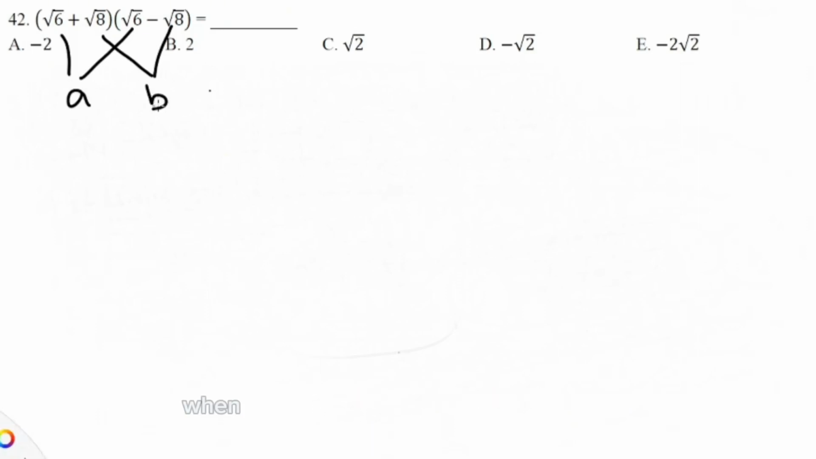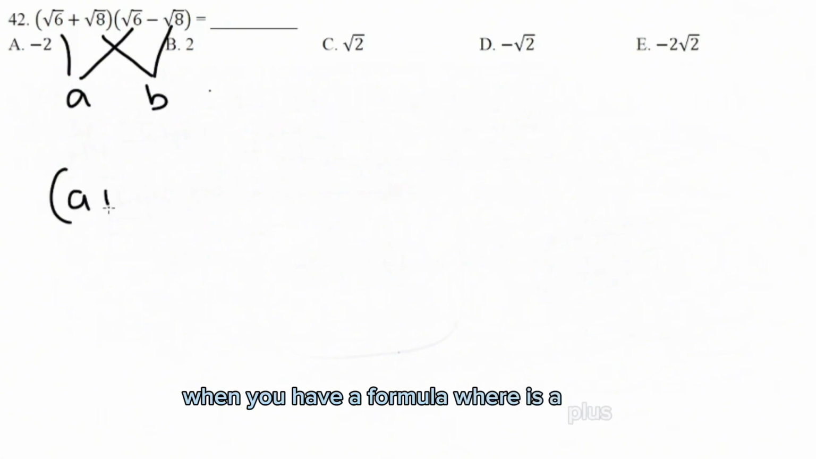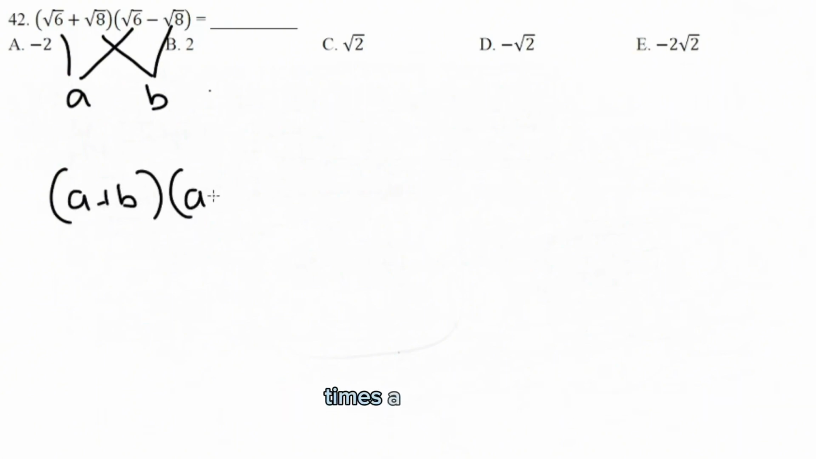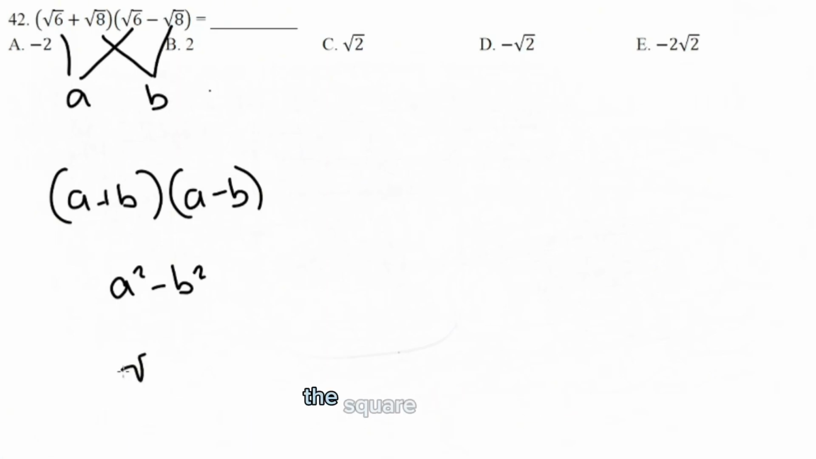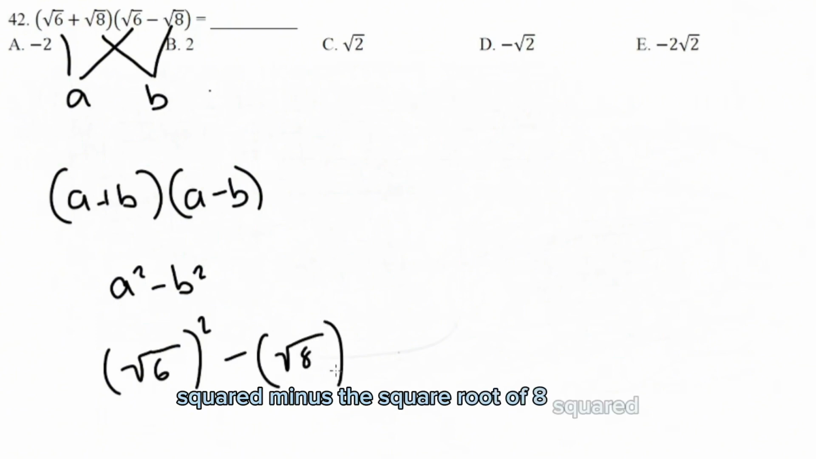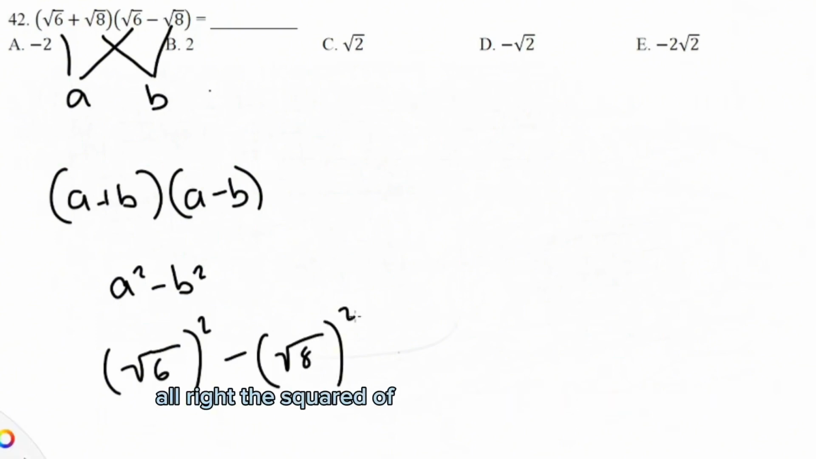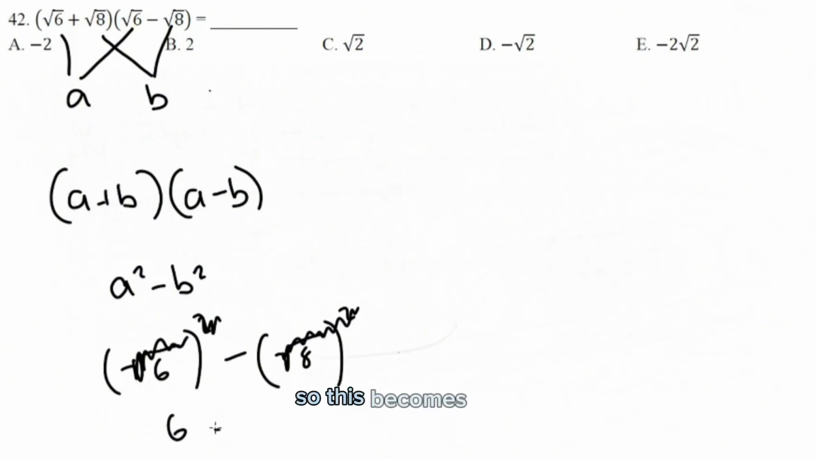So in this problem, when you have a formula where it's a plus b times a minus b, this can be rewritten as a squared minus b squared, which means we can rewrite this problem as the square root of 6 squared minus the square root of 8 squared. Alright, the square root of 6 is just the square root of 6, but when you square it, it cancels out the square root. So this just becomes 6. Then the square root of 8 squared is just 8 because the square root and the square cancel out. So this becomes 6 minus 8, which is -2, and that's your answer.